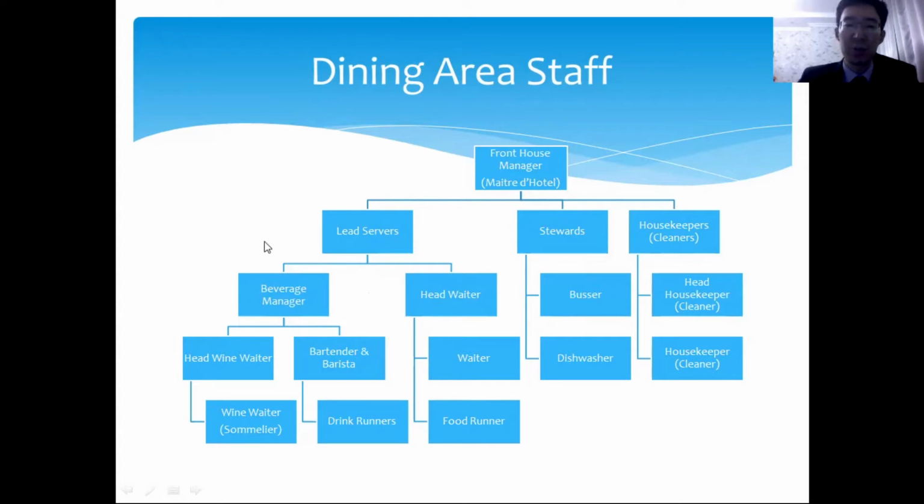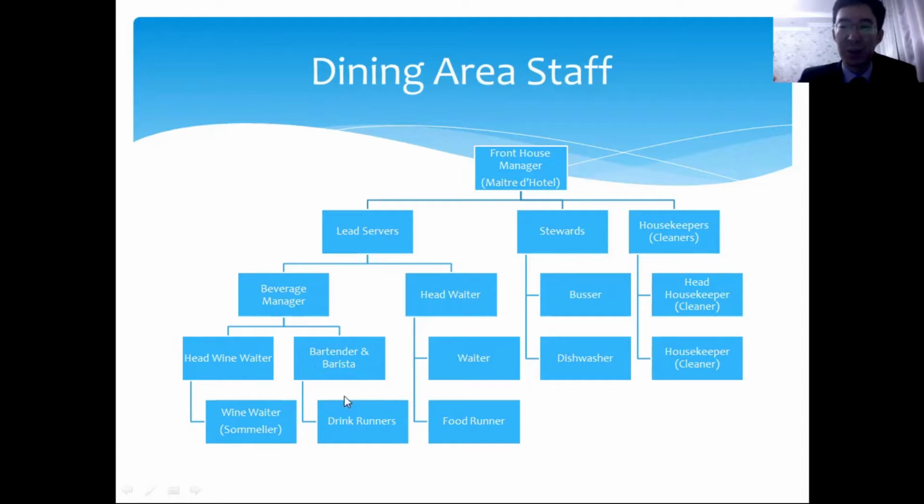In the case of the beverage manager, we can have two or sometimes three distinct departments. The first one is the wine department, where we have the head wine waiter who manages several sommeliers, the wine waiters. Then we can have the bar, with bartenders and baristas.